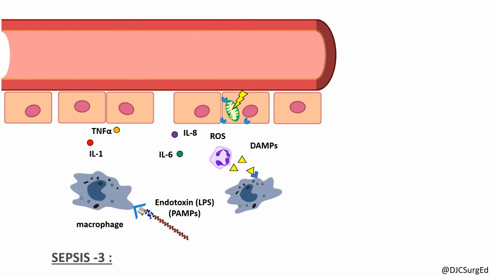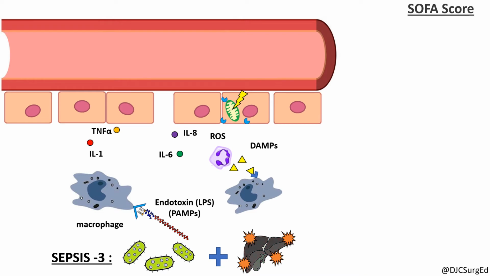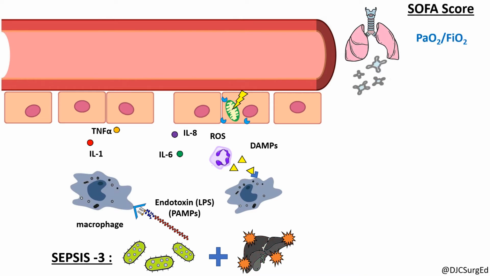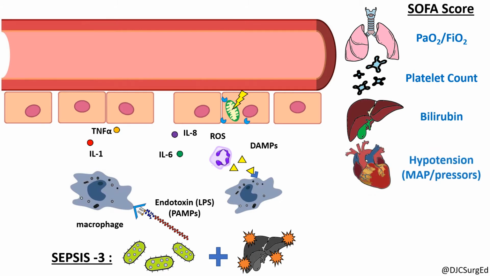Sepsis-3 guidelines require both the presence of infection and organ dysfunction as measured by the Sequential Organ Failure Assessment, or SOFA score. A SOFA increase of 2 or greater is indicative of sepsis. A quick SOFA score can be used to clinically screen patients concerning for sepsis.